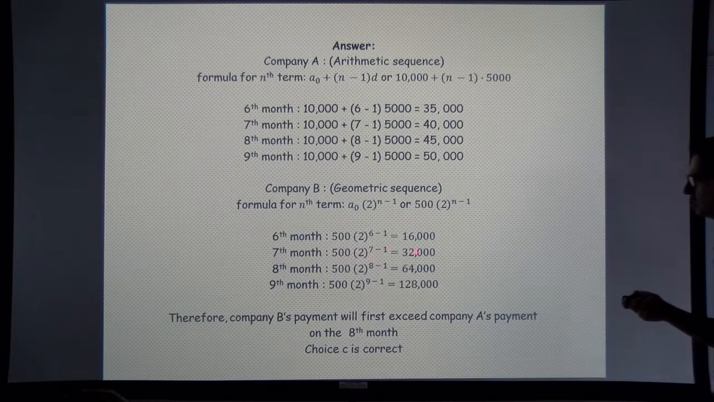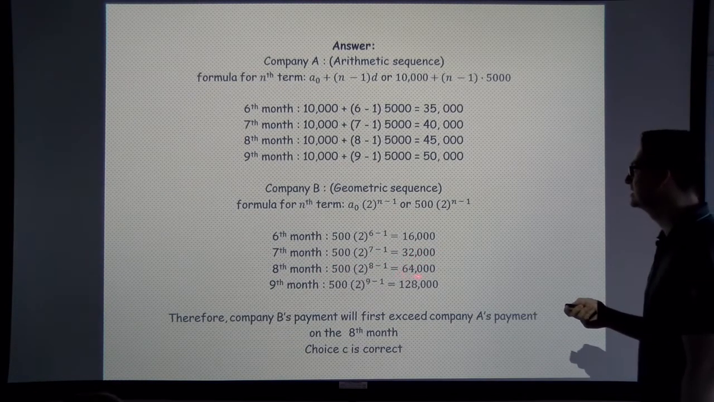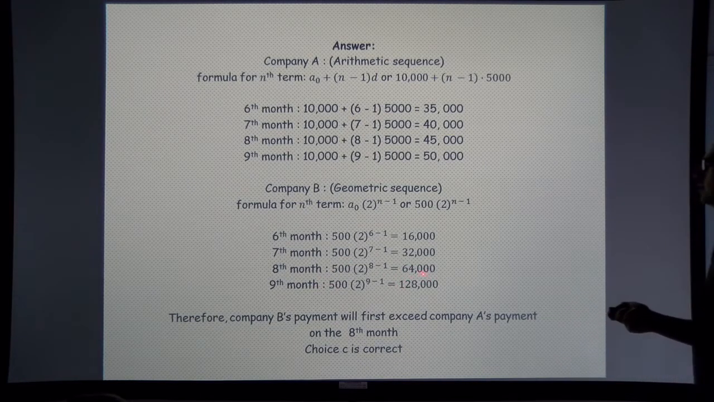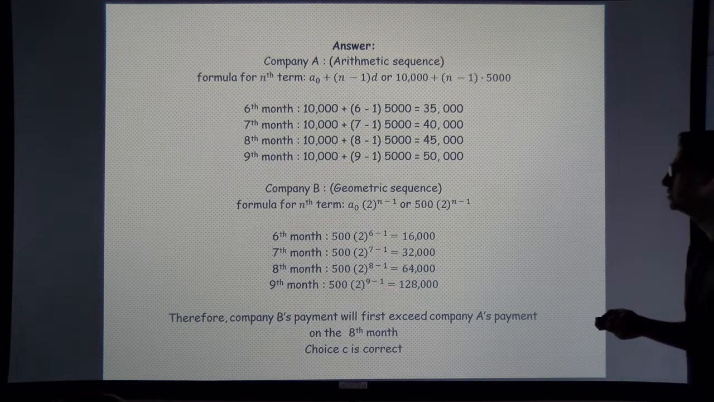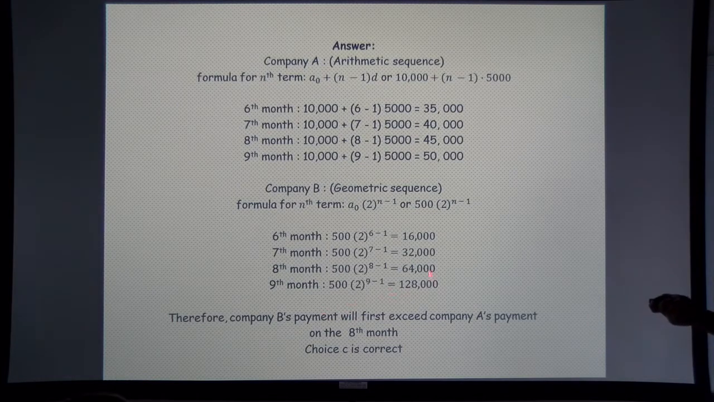Your 7th month, she's going to get 32,000. Her 8th month, she's going to get 64,000. And then her 9th month, she's going to get 128,000. So therefore, company B's payments first exceed company A's payments at the 8th month. So choice C would be correct.